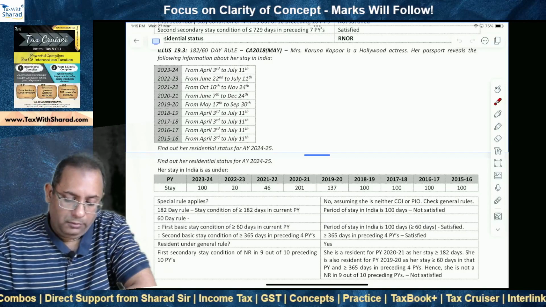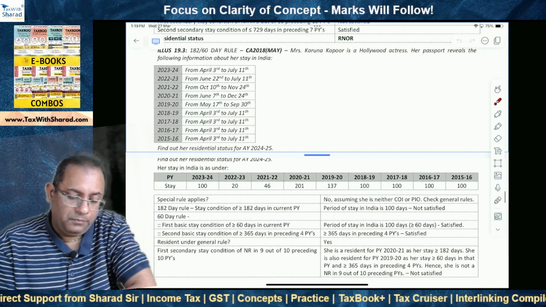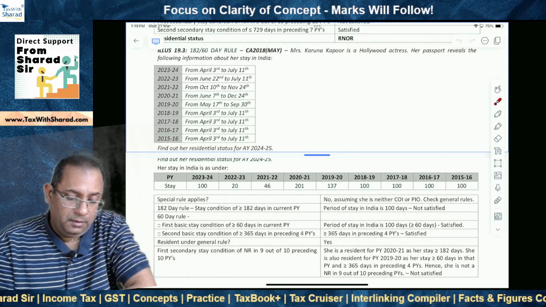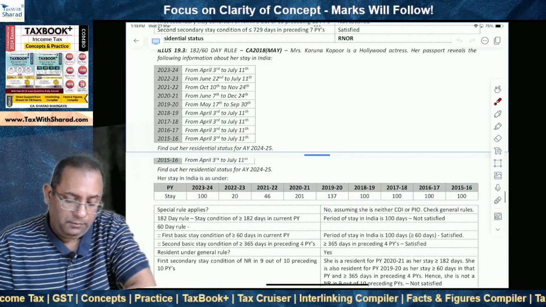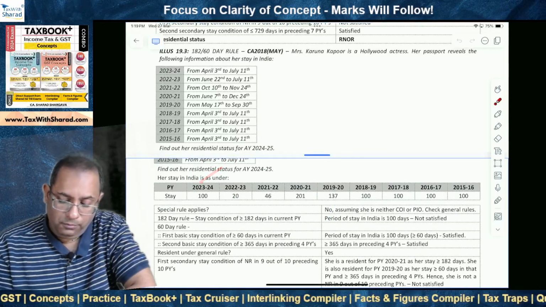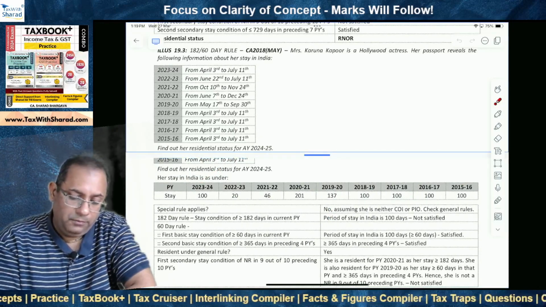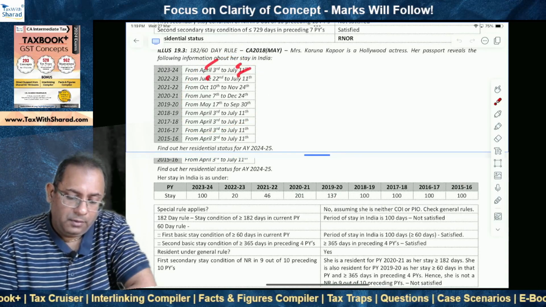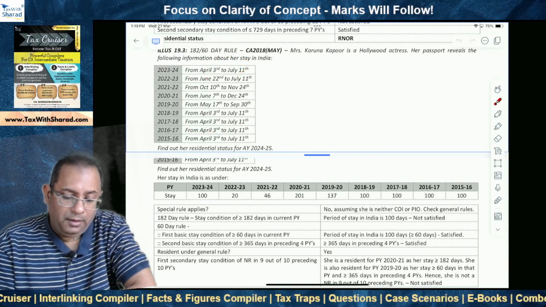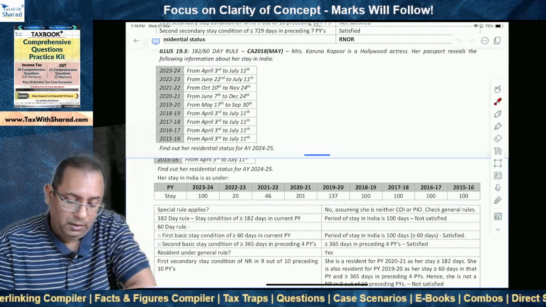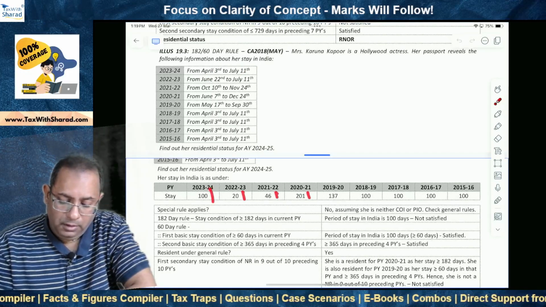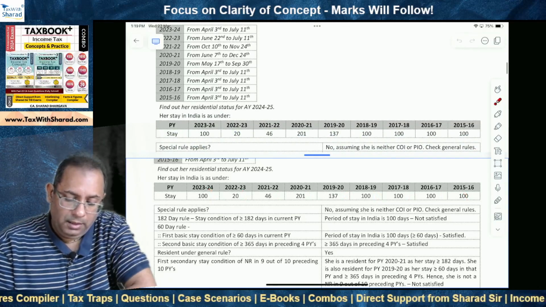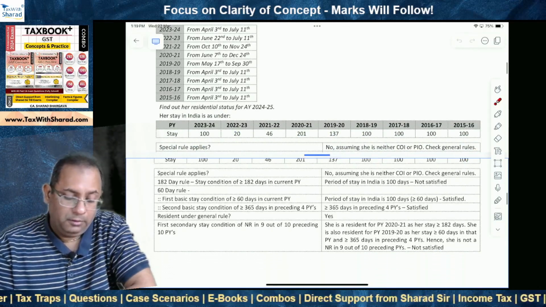So in this question, what we will need to do is compute the number of days she has been present in India for each of the previous years, 2023-24 to 2015-16, based on these particulars, including these dates of entry into India and departure from India. We compute the number of days for each year, and then we move to figure out her residential status.